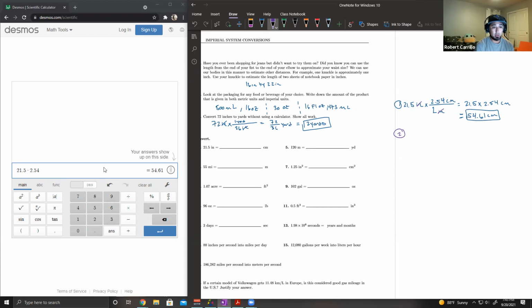All right, number 2, which is right below. We want to convert 55 miles into meters. So we set this up again. 55 miles. Here's my table. And we see on our conversions that 1 mile is 1.609344 kilometers, but we don't want kilometers, we want meters.